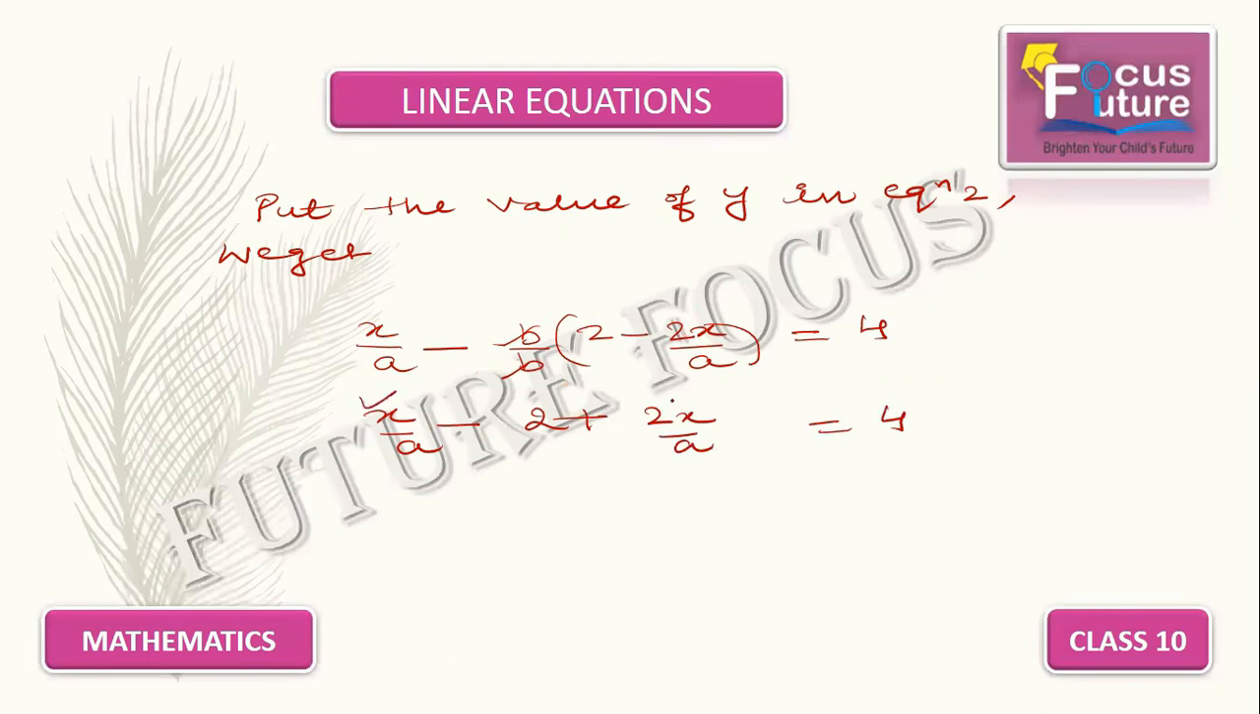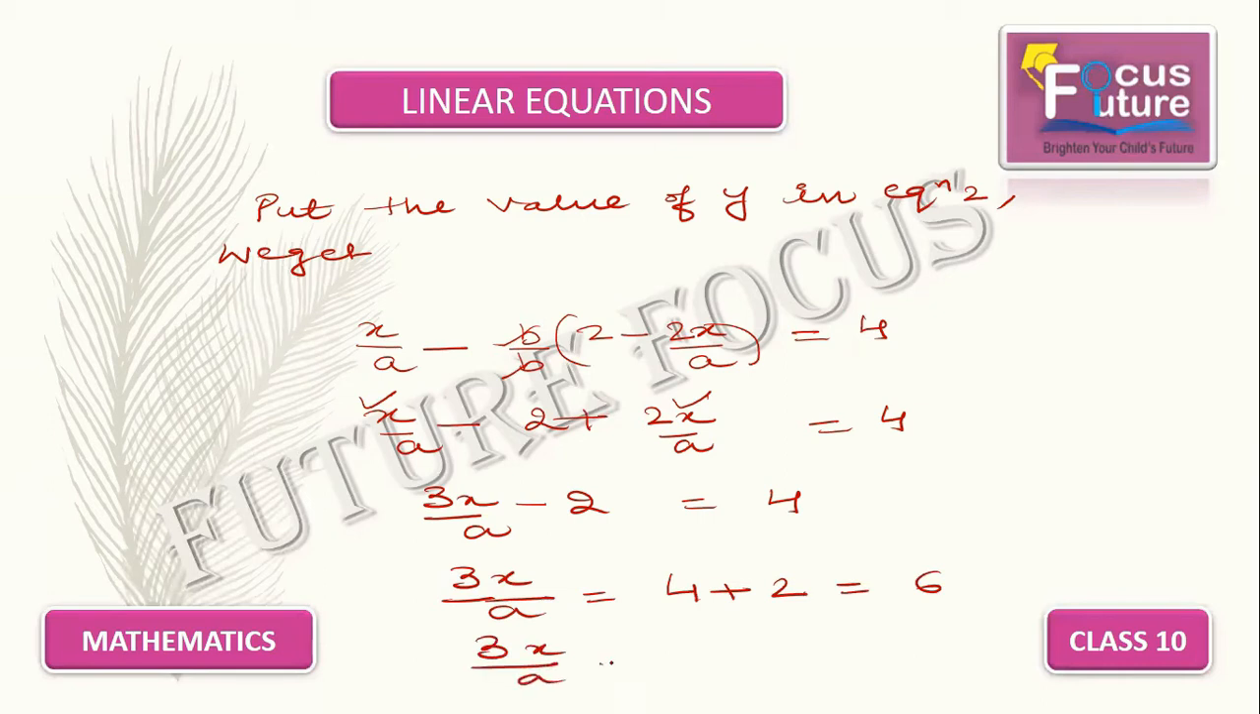X upon a and 2x upon a, that would be 3x upon a. Same denominator, only the numerators would add. So that would be 3x upon a minus 2, that is 4. So 3x upon a, 2 would go on the right hand side. 4 plus 2, that would be 6. So 3x upon a is equal to 6.